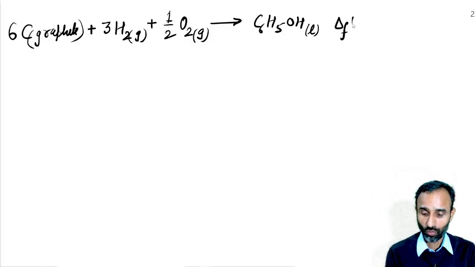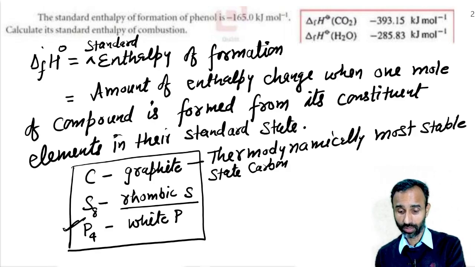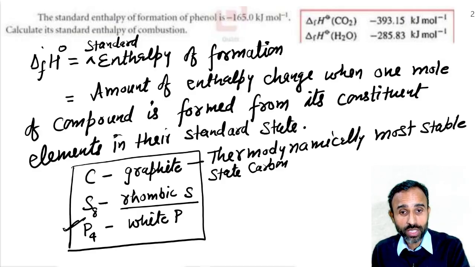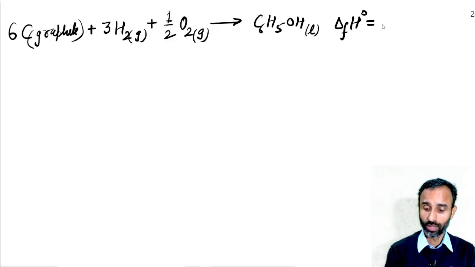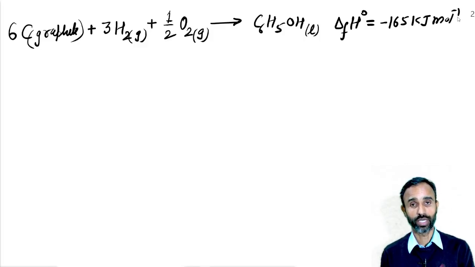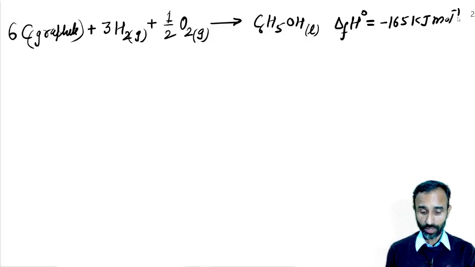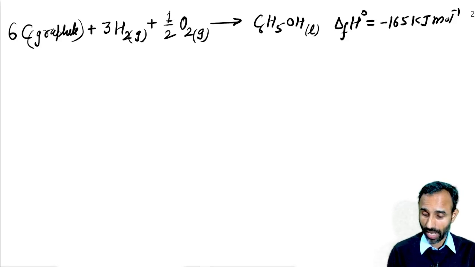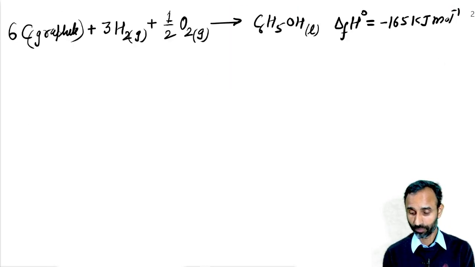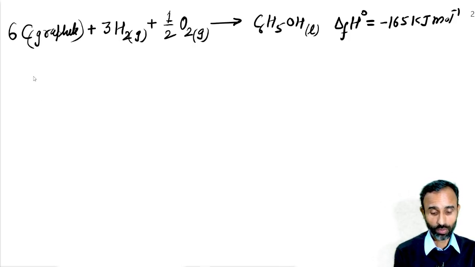Now the standard enthalpy of formation is given to us, minus 165 kilojoule per mole. So this is the equation for the standard enthalpy of formation of phenol. Now we have to calculate the standard enthalpy of combustion of phenol. So what is enthalpy of combustion?